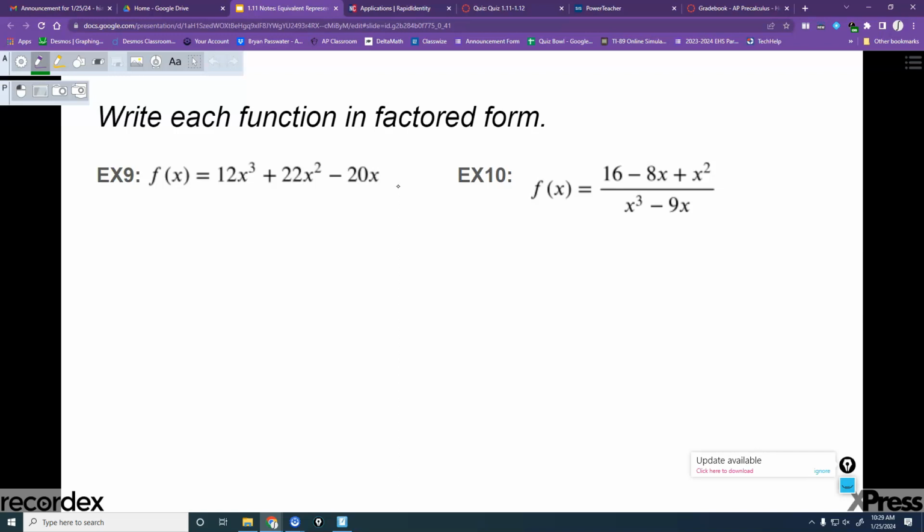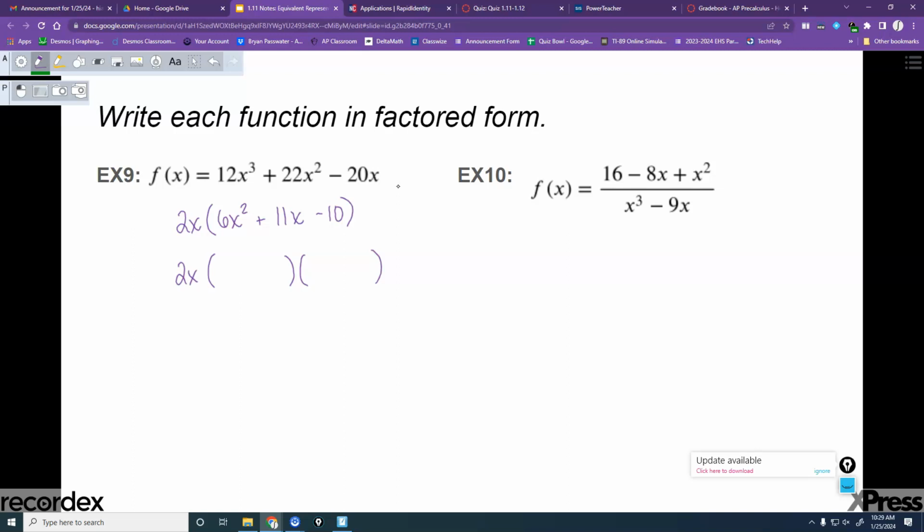I can pull out an x. Can I pull out anything else with it? I can take a 2 also. So I'm going to take out a 2x, which is going to divide everything by 2 and take an x away from it. So 6x squared plus 11x minus 10 is what I'll have here. Then I'm going to have 6x squared minus 11x minus 10. I've got to try to break that down.